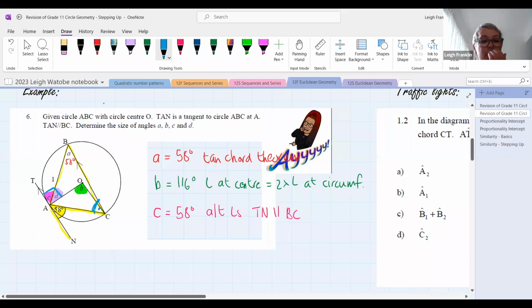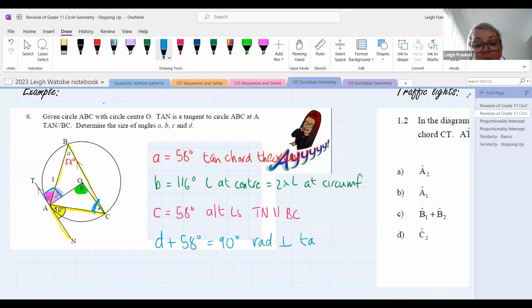So angle C plus angle D equals 90. What we could say here is that angle D plus angle C, which we know is 58, is equal to 90. Our reason is that the radius is perpendicular to the tangent. Then all we would need to do is take 58 away, and that would give us our answer. So we all agree it would end up being 32.